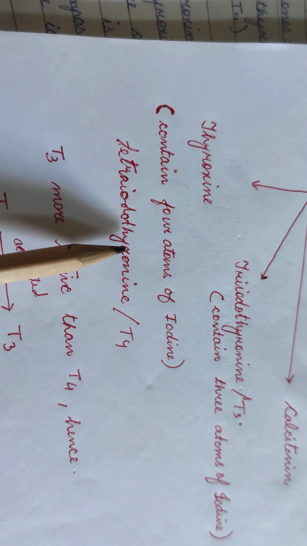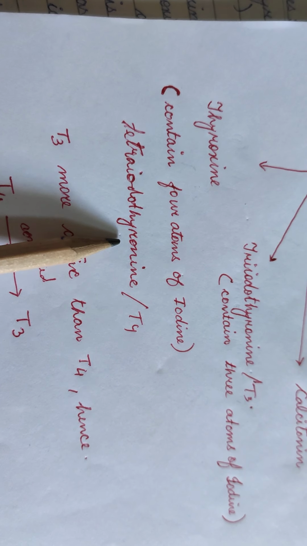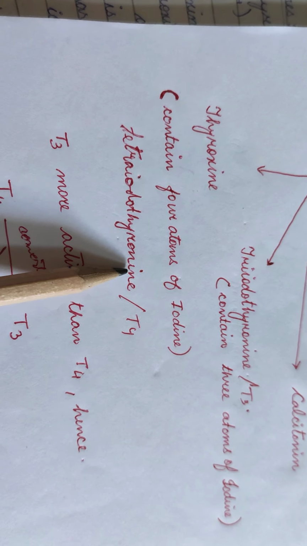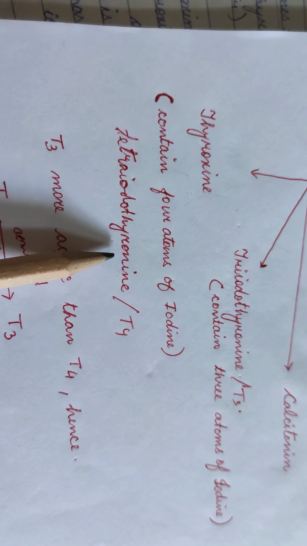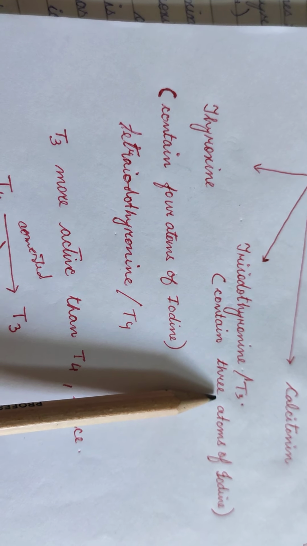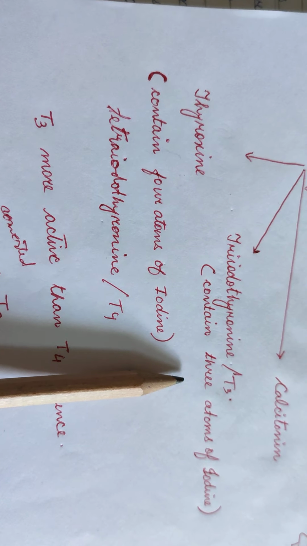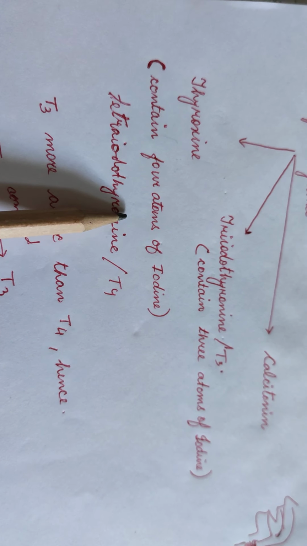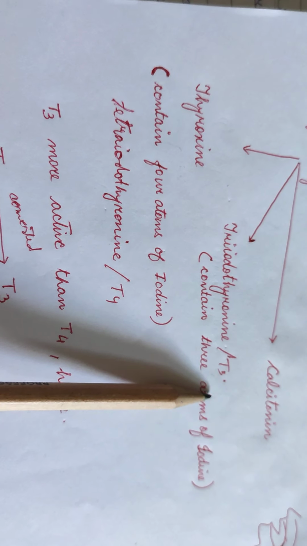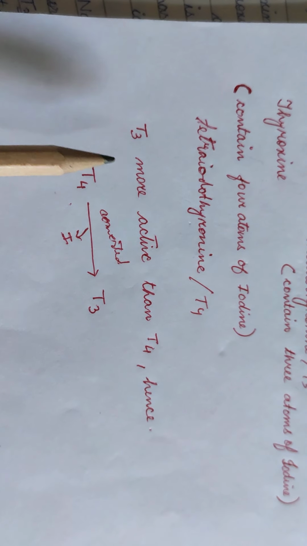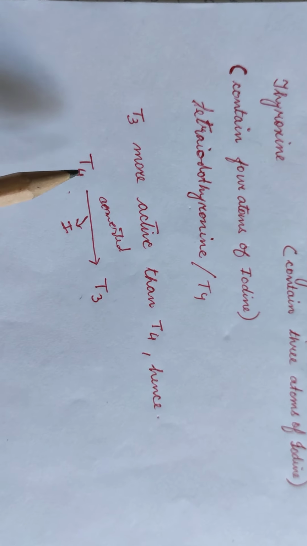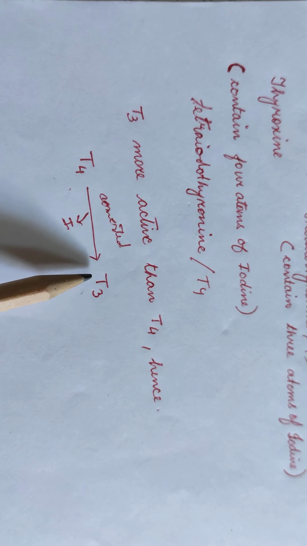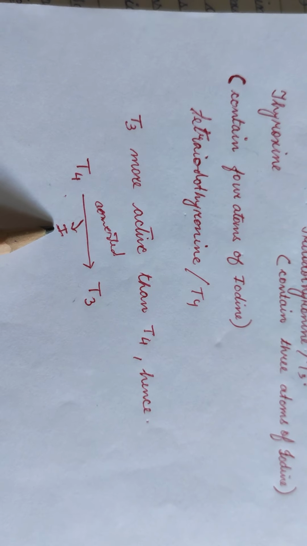Thyroxine contains 4 atoms of iodine and triiodothyronine possesses 3 atoms of iodine. But T3 is more active and several times more potent than T4. But T4 is secreted in greater amounts than T3. Hence, T3 amount is increased by the conversion of T4 to T3 with the loss of one iodine atom.